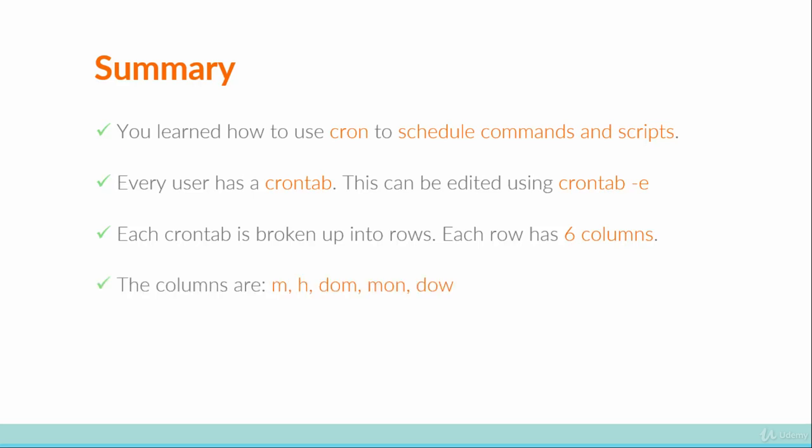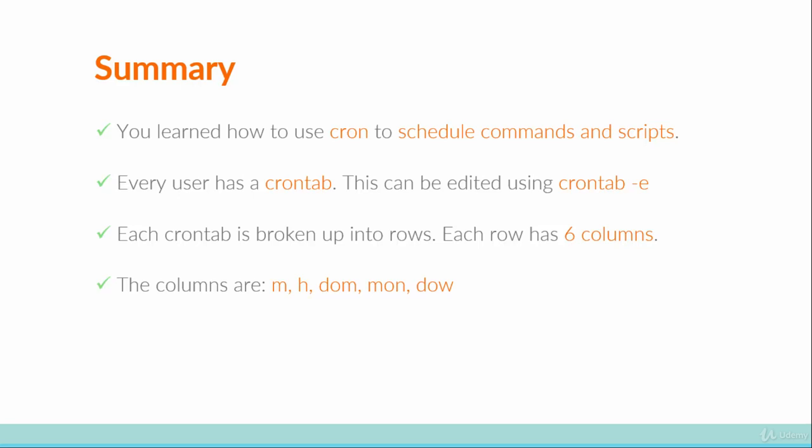So the columns are, for the scheduling columns, you've got the minutes of the hour. So for example, if you put 15 in that column, the command would only run at the 15th minute of each hour. So things like 11:15, 2:15, 3:15, and so on. Then you've got the hour itself. So that's a number that you can put in 24-hour clock time, so from 0 to 23.